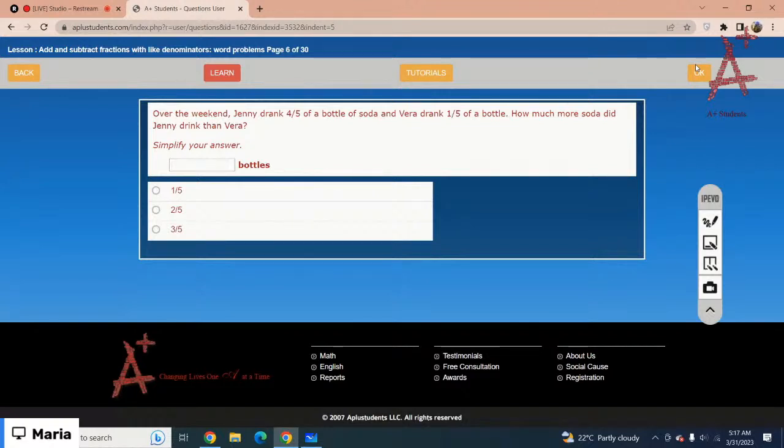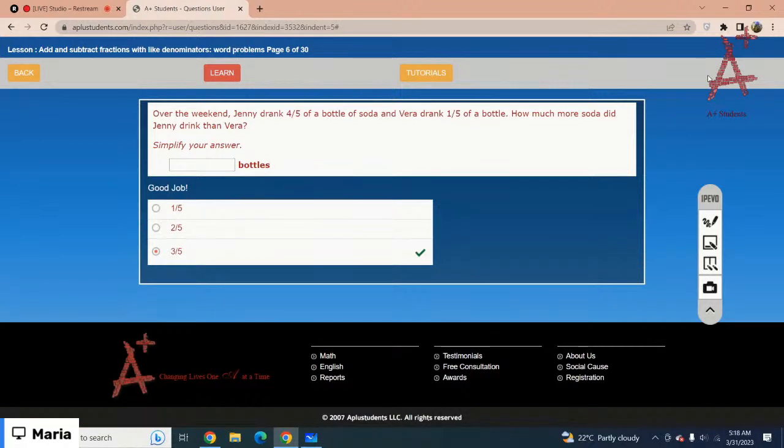Okay, the next one is over the weekend, Jenny drank 4/5 of the bottle of soda and Vera drank 1/5 of a bottle. How much more soda did Jenny drink than Vera? So you have to subtract Vera's amount out of Jenny's. So you have to do 4 by 5 minus 1 by 5. So which is the correct option? 4 by 5 minus 1 by 5 equals, yes, that would be 3 by 5. So just select the correct option and click on the OK button.